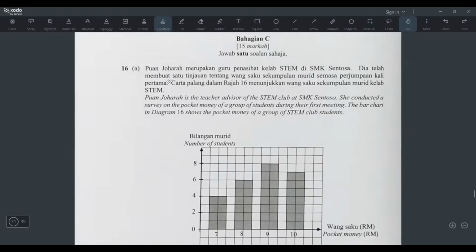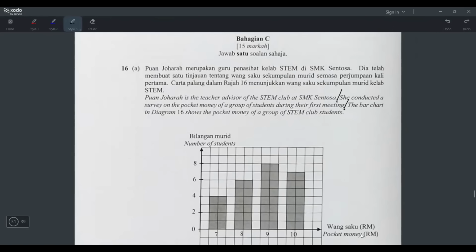Okay, now we are at bahagian C. So they ask us to jawab satu soalan, but I will jawab both 16 and 17 in this video. Okay, 16A. Puan Johara is the teacher advisor of the STEM club at SMK Sentosa. She conducted a survey on the pocket money of a group of students during their first meeting. The bar chart in diagram 16 shows the pocket money of a group of STEM club students.